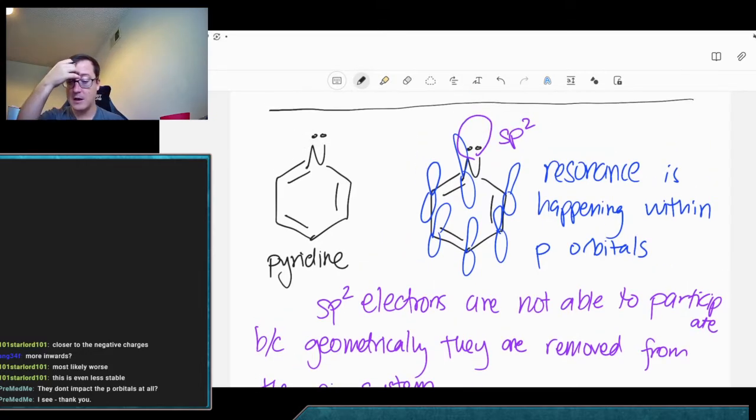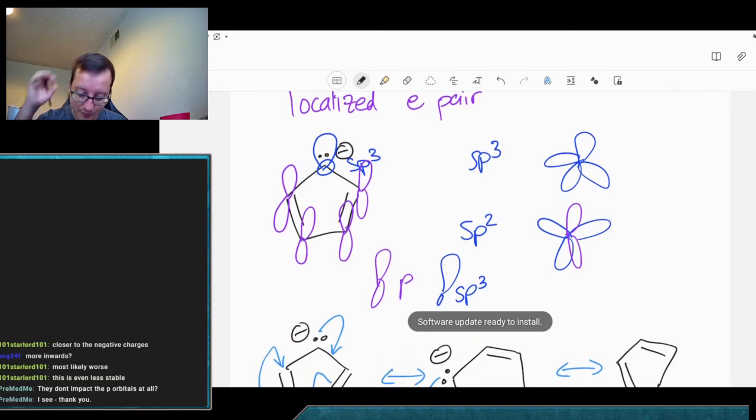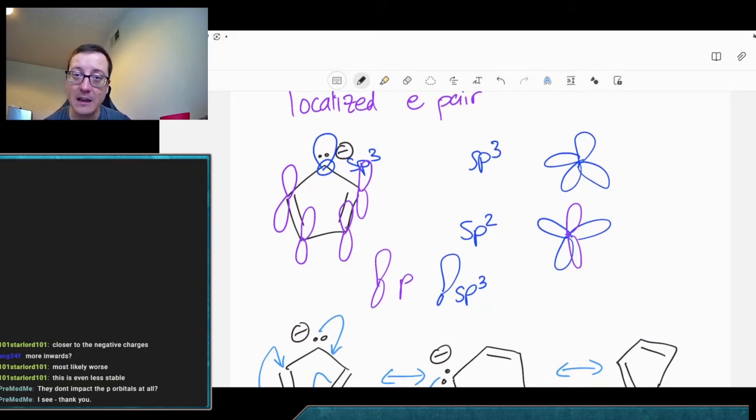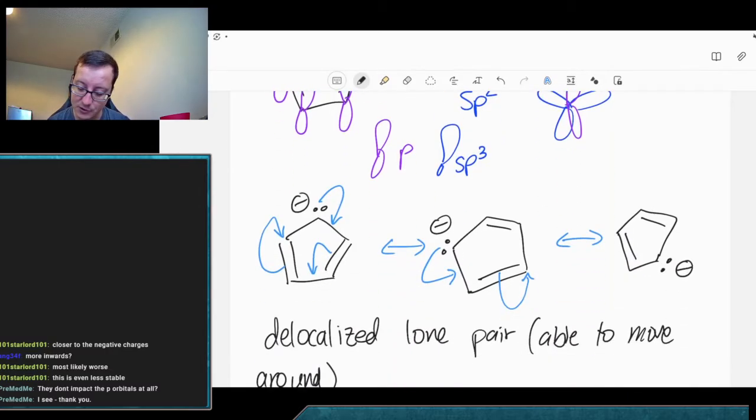So suffice it to say, anytime you have an sp3 hybridized lone pair, so a lone pair that's on an atom that is sp3 hybridized, those ones you should be able to resonate with other double bonds. If it's going to be on an sp2 or sp, you're not going to be able to resonate it. So that's kind of our distinction there.